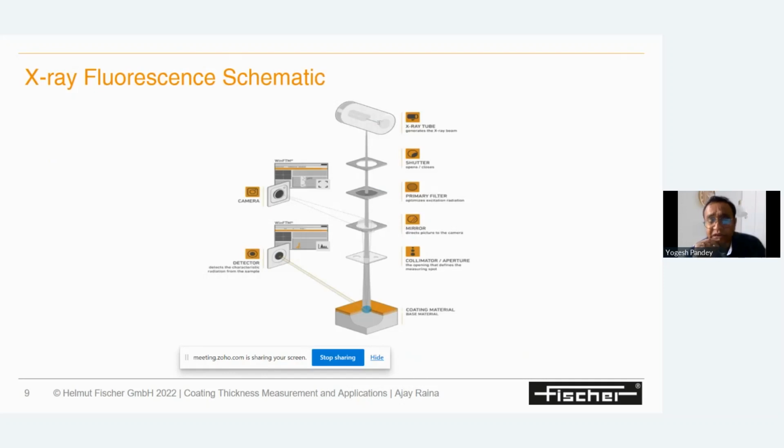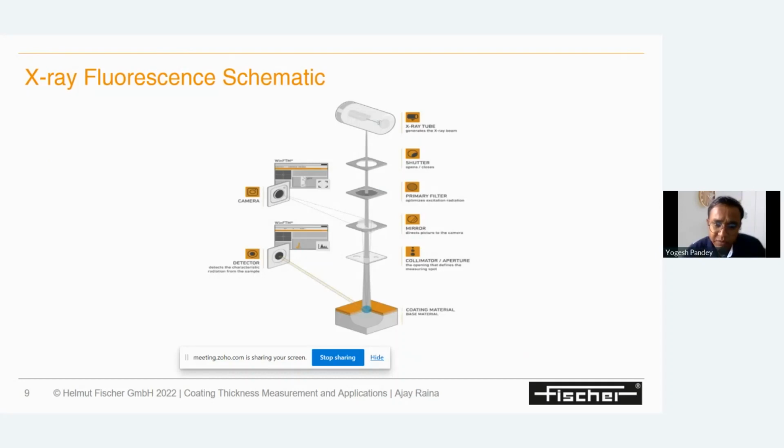Then there are the filters, which filter the primary X-ray when we start the measurement. And then the mirror is there. The mirror is basically for the camera purpose. And after that, the collimator. The collimator basically sets the spot size where we want to bombard the X-ray, right? Then that X-ray falls on the sample, which is shown in the bottommost corner.